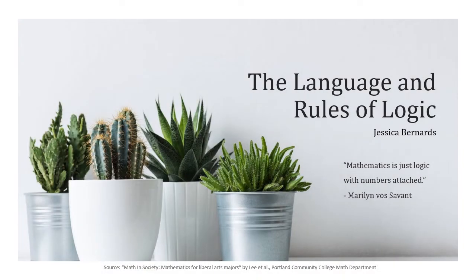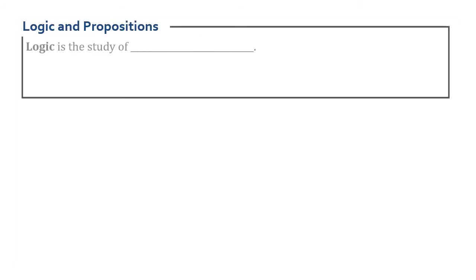Logic is the study of reasoning. Our goal in this chapter is to examine arguments to determine their validity and soundness. In this section, we'll look at propositions and logical connectors that are the building blocks of arguments. We'll also use truth tables to help us examine complex statements.